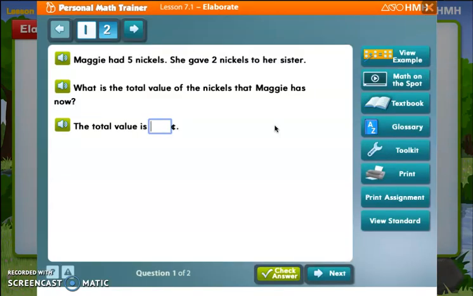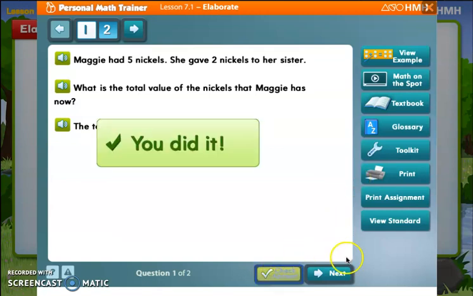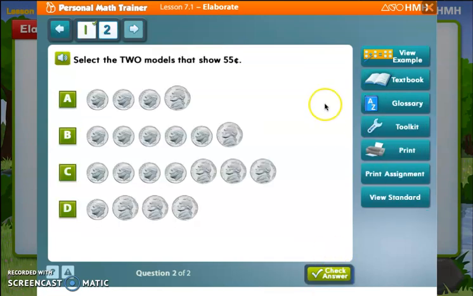All right, so Maggie had 5 nickels. She gave 2 nickels to her sister. What is the total value of the nickels that Maggie has now? So remember, nickels are worth 5, right? And she had 5, but then she gave 2 to her sister. So how many does she have now? Well, 5 minus 2 is 3, right? So she has 3 nickels, and because nickels are 5 each, we're going to count by 5s 3 times. So 5, 10, 15. So the answer is she has 15 cents. You did it! Nice. And then we're going to go on to the next one.